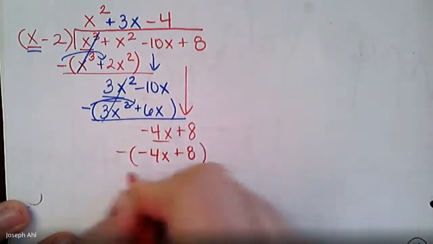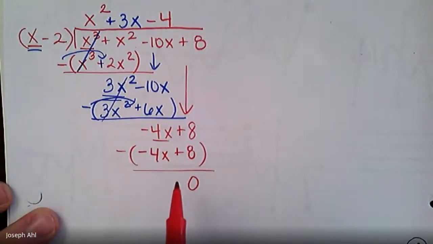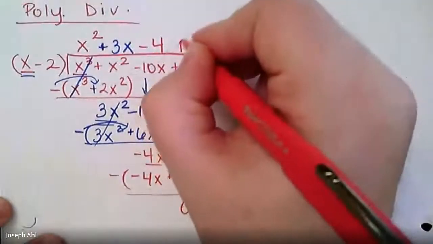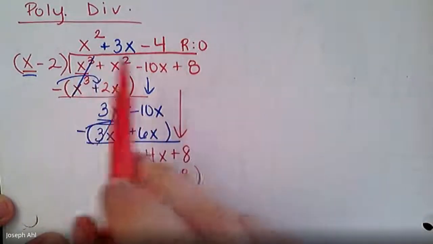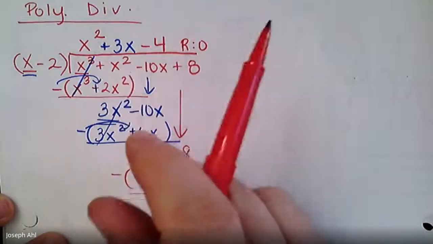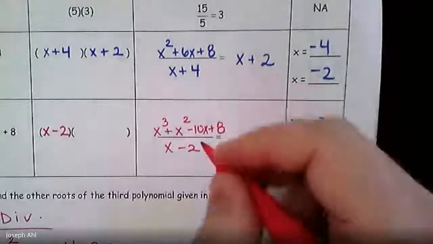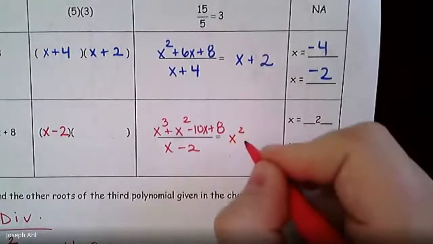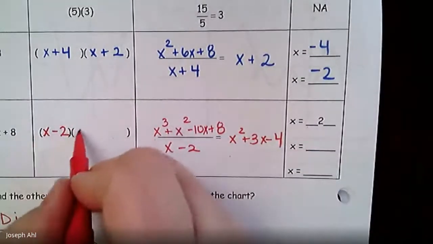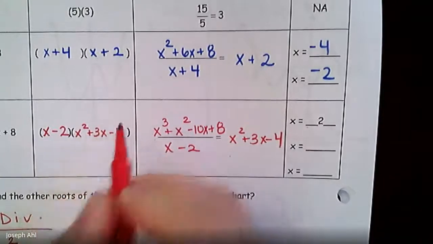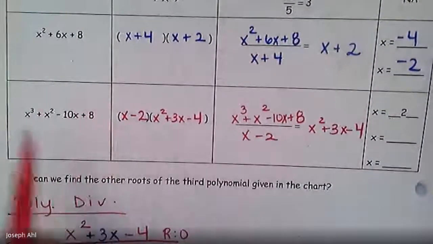And lo and behold, when you subtract those, you wind up getting 0 as a result, which is pretty awesome because what that means is we know that that's the remainder. It means that x minus 2 divided in evenly to this polynomial. So the quotient of x cubed plus x squared minus 10x plus 8 divided by x minus 2 is in the end the quadratic x squared plus 3x minus 4. So we can actually come back over here and write that as what we would have in a factored form. These two would multiply to give you this cubic polynomial right here.